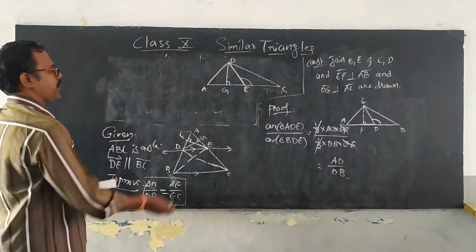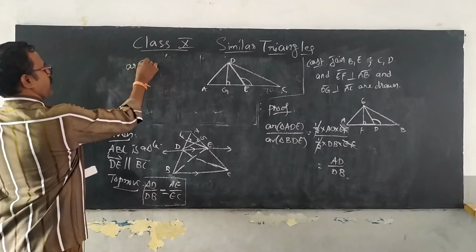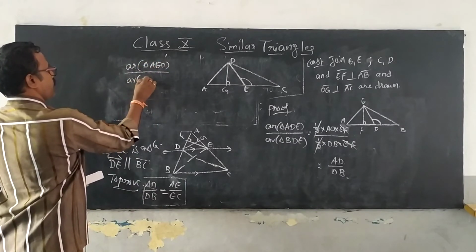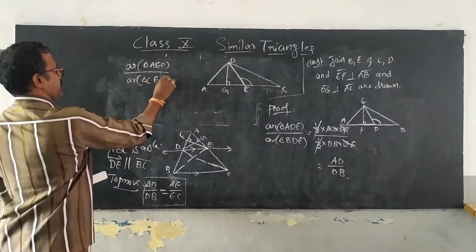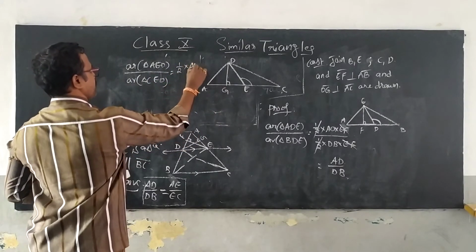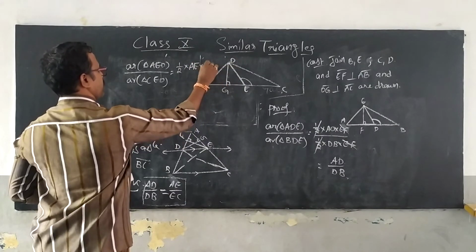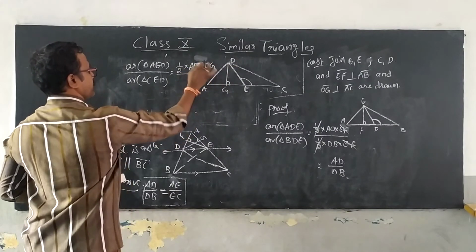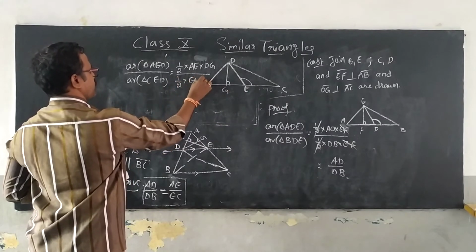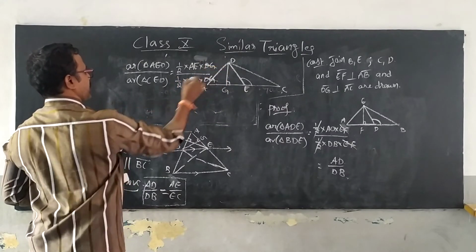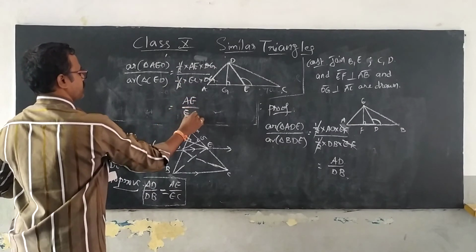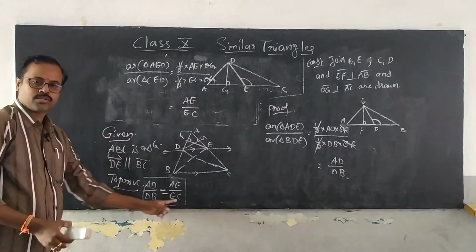Similarly here, now we are going to take the areas. Area of triangle AED by area of triangle CED is equal to half into base AE into height DG by, the same way here, half into EC into DG. You can cancel DG and half. There comes for you AE by EC. So we got the two ratios.